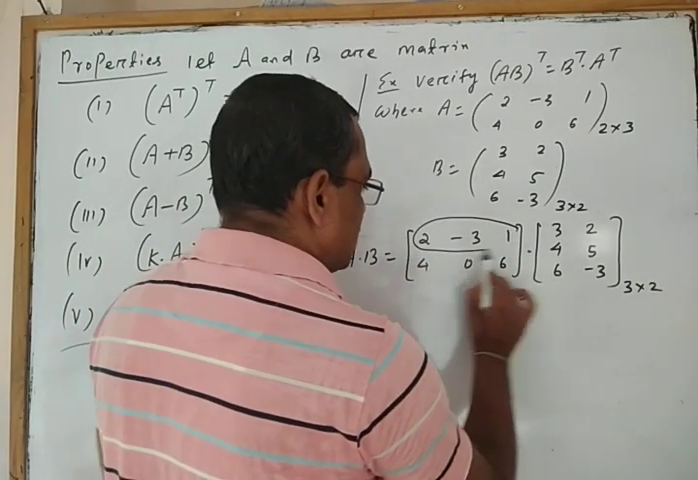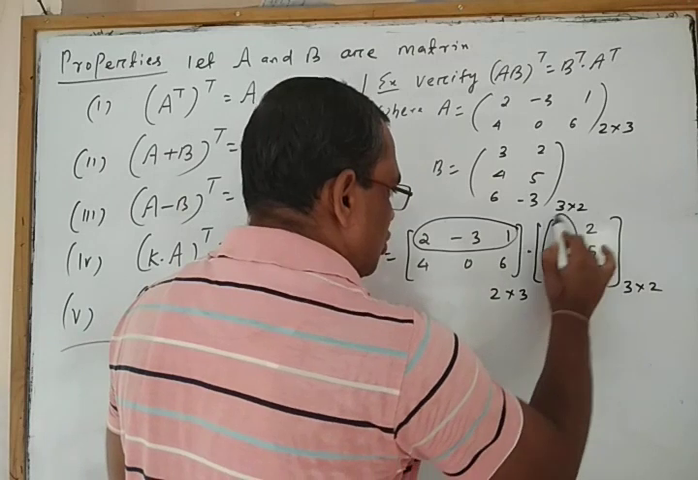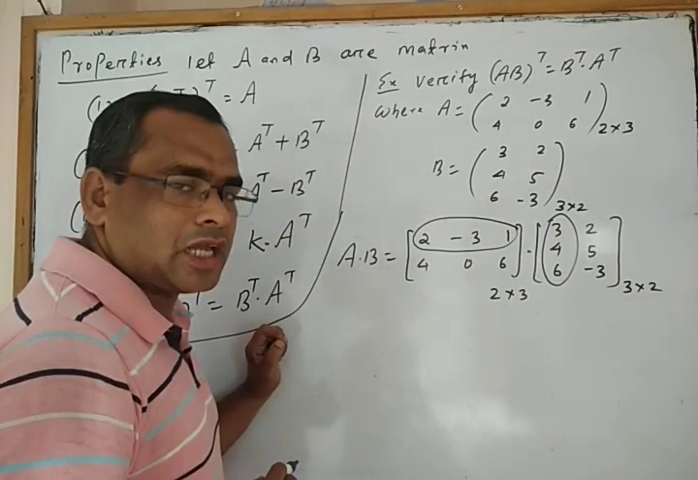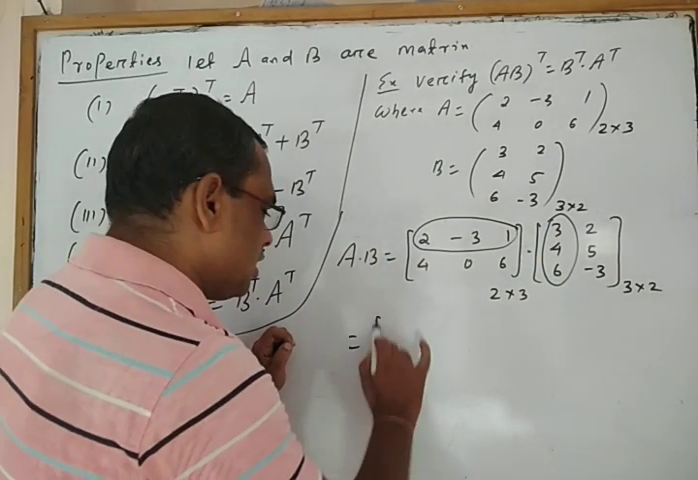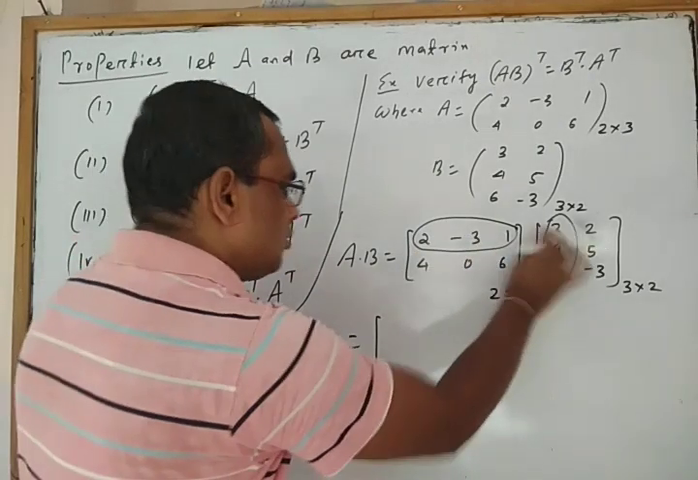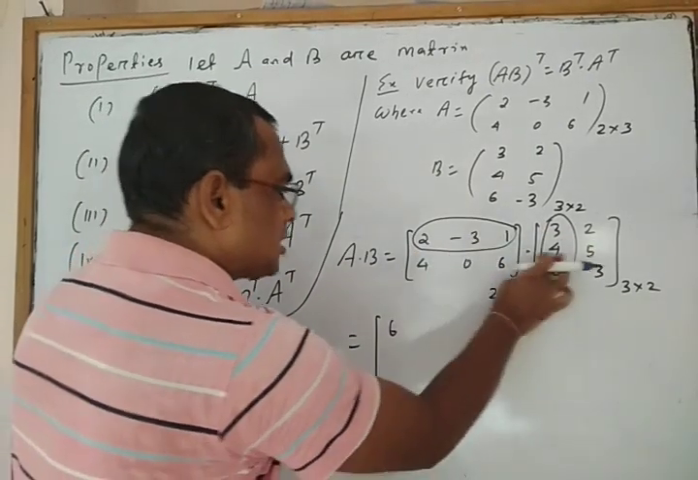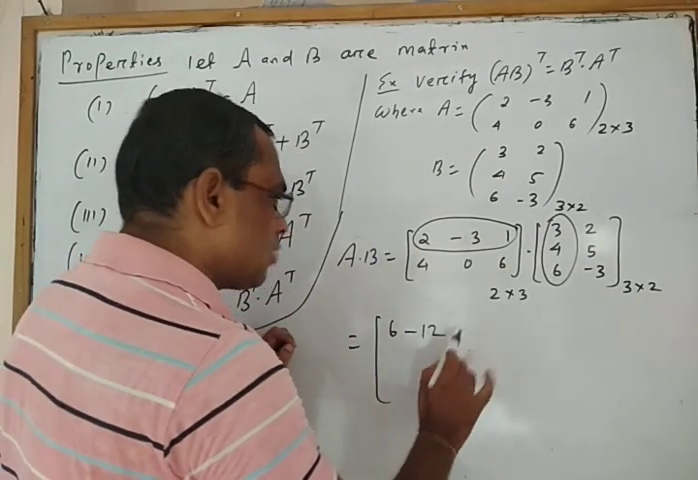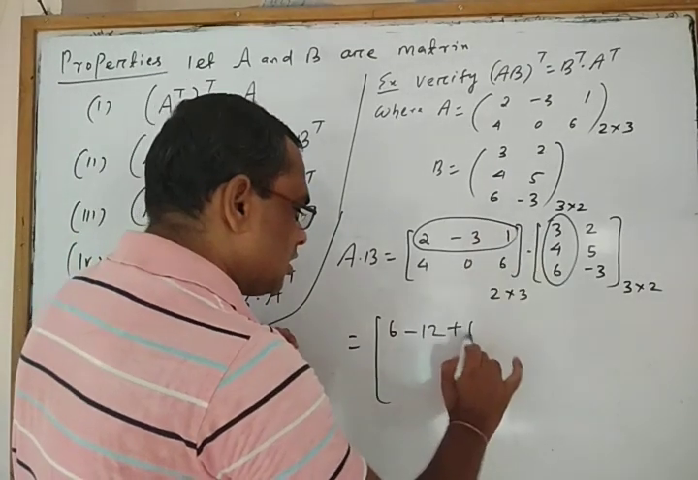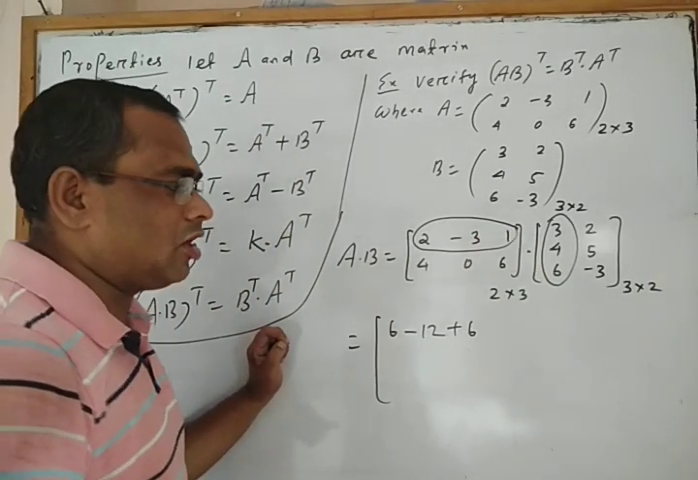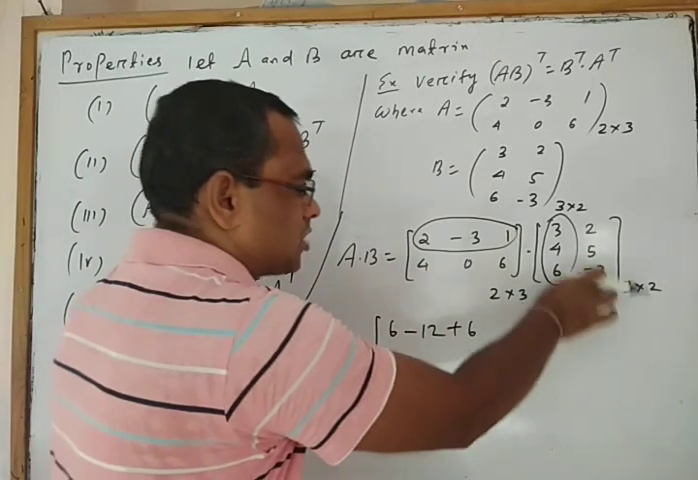So we multiply the first matrix row with the second matrix column with corresponding elements. That means 2 into 3 is 6, minus 3 into 4 is minus 12, 1 into 6 is 6. First row with first column, then we go to first row with second column.